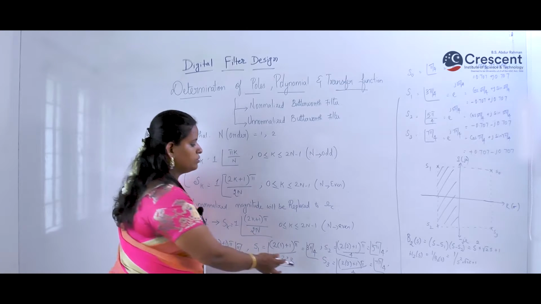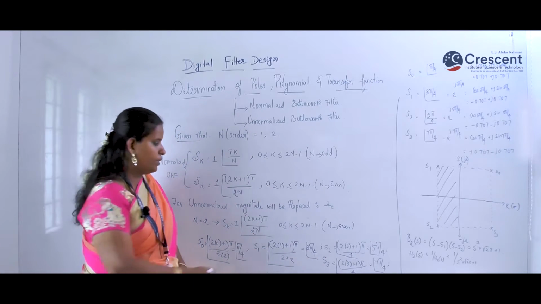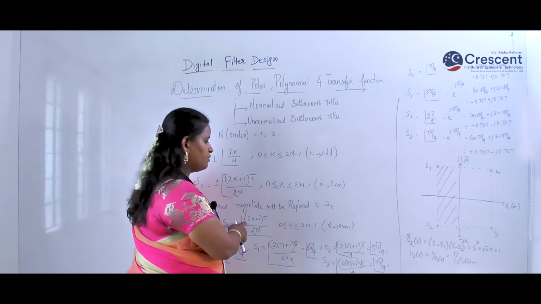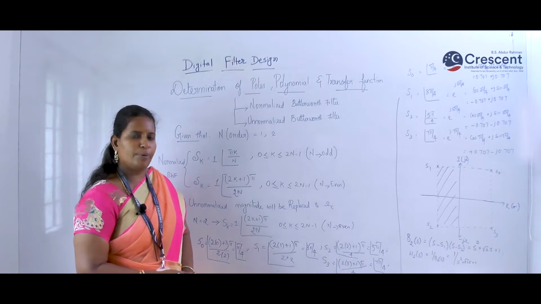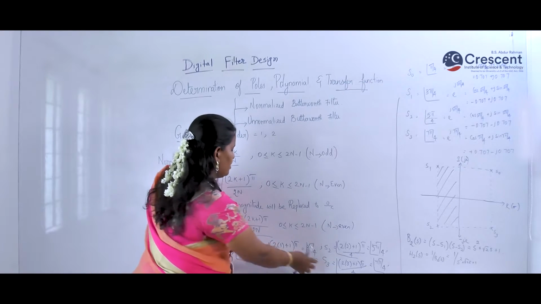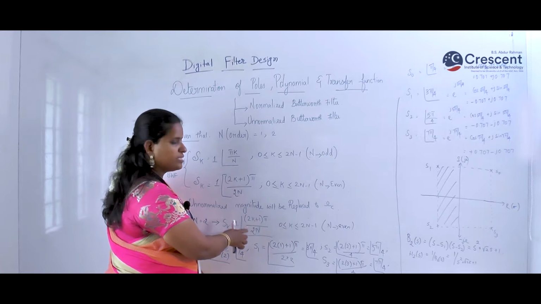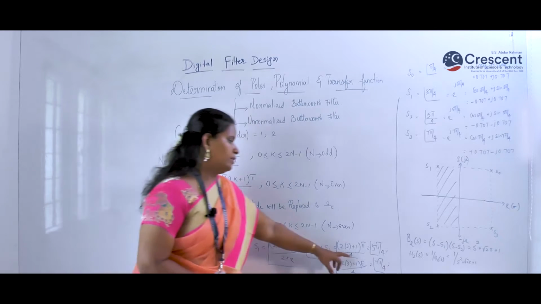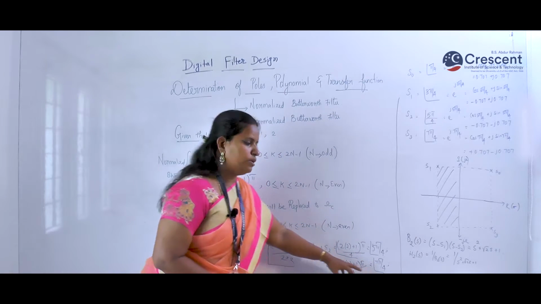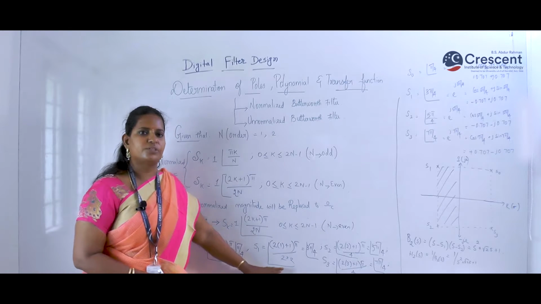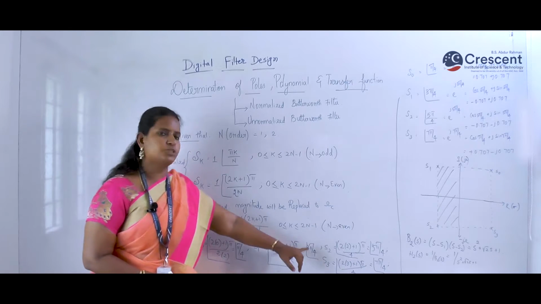For k equal to 1, the answer will become 3 pi by 4. Put k equal to 2 in the same formula, the answer will become 5 pi by 4. Put k equal to 3, so it will become 6 plus 1, 7, 7 pi by 4. So we got 4 different poles: S0, S1, S2 and S3.